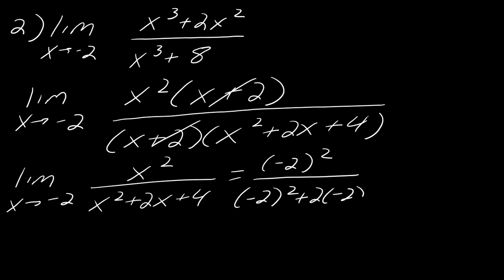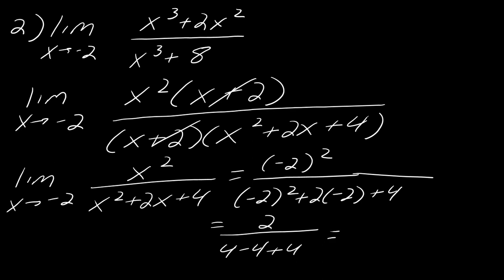Okay, so let's see. I'm going to plug in negative 2 like this. So I get 2 over 4 minus 4 plus 4. So this ultimately will equal 2 over 4, which equals 1/2.